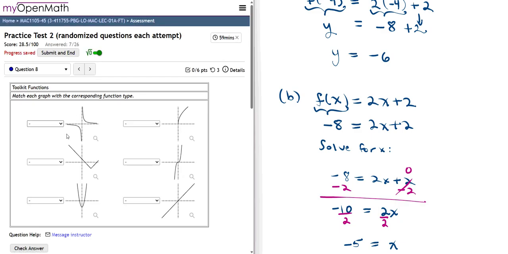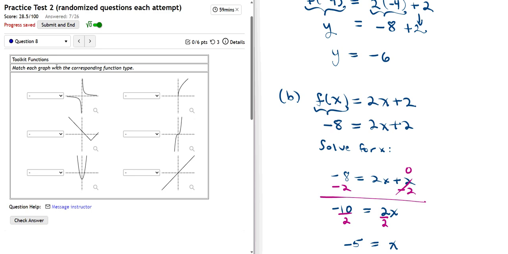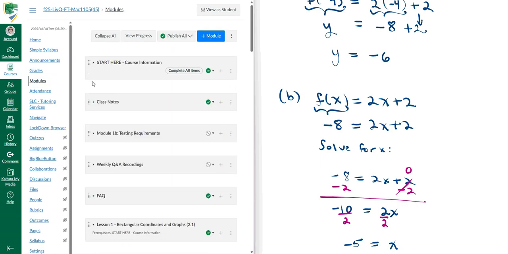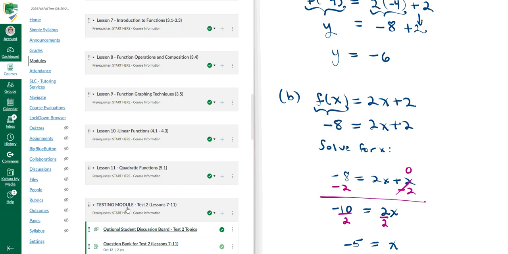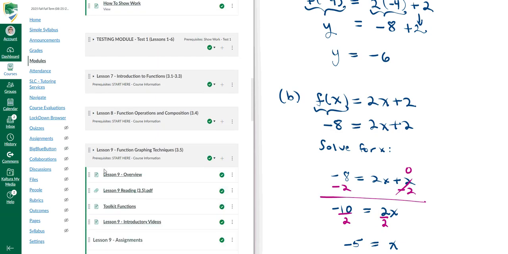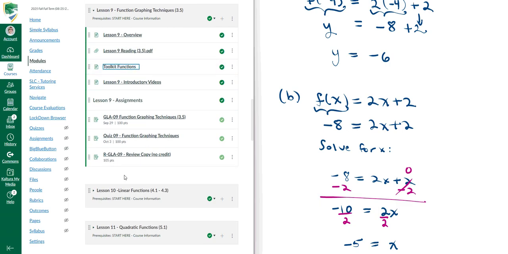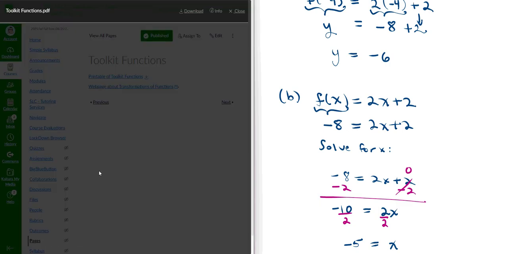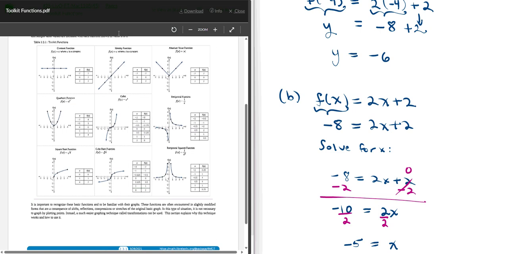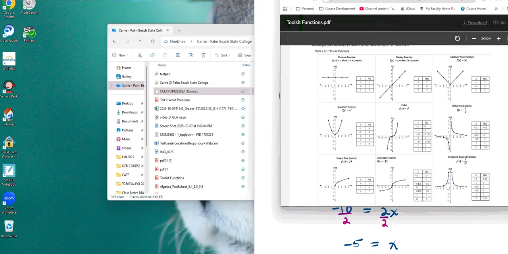Okay, now we're looking at some graph pictures and matching each graph with the corresponding function type. So for this one, you should be allowed to use the Toolkit Functions handout, and that would be in lesson 9. Okay, so here are all the different functions.